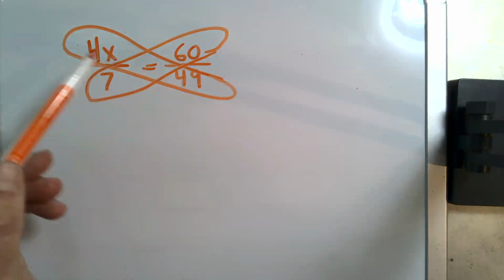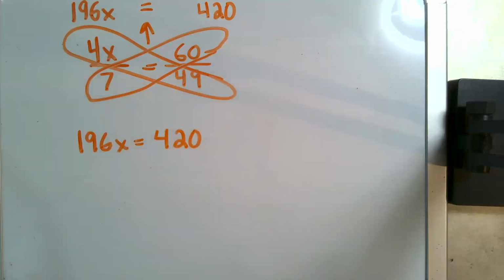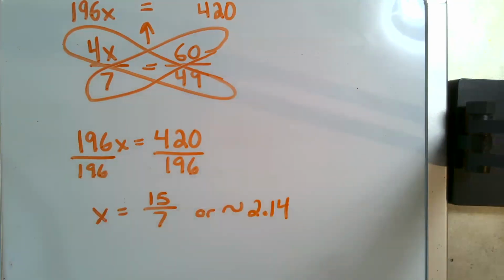So 49 times 4x equals 196x, and 7 times 60 equals 420, and that equals sign still stands. So our new problem after we cross multiply is 196x = 420, and our goal is to get x by itself, so we now divide both sides by 196, and that equals 15 over 7, or 2.14. All right, so that's the how to do it.